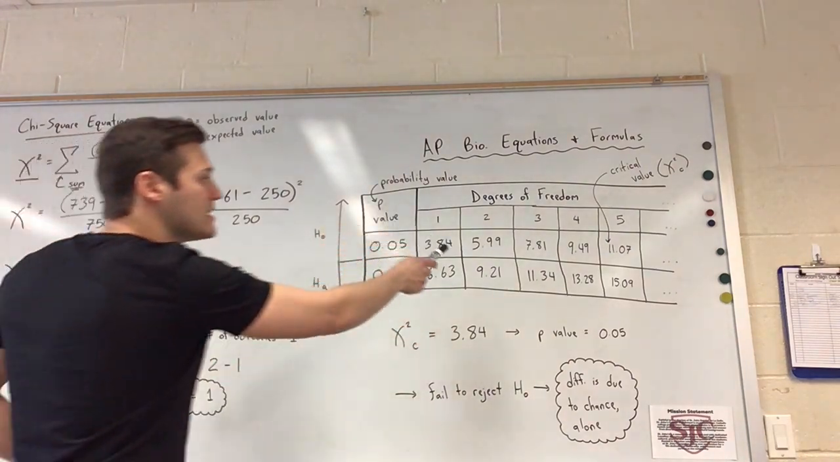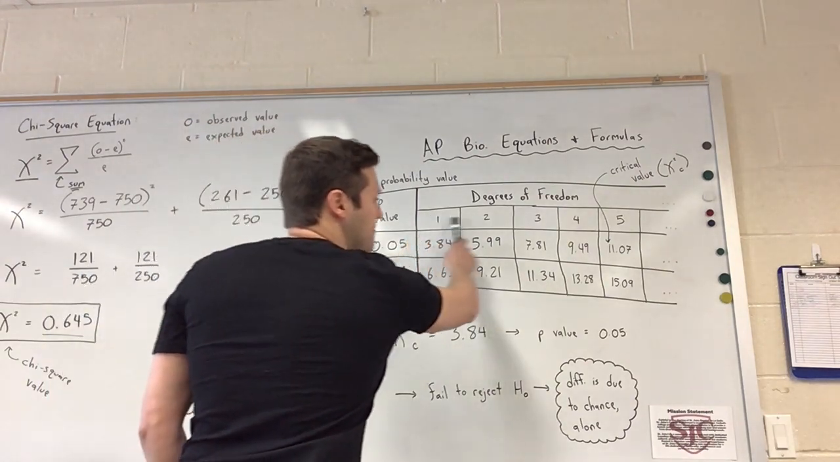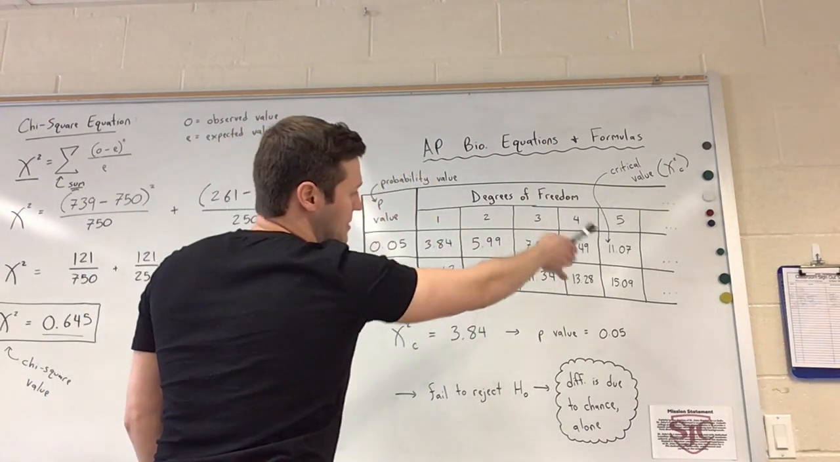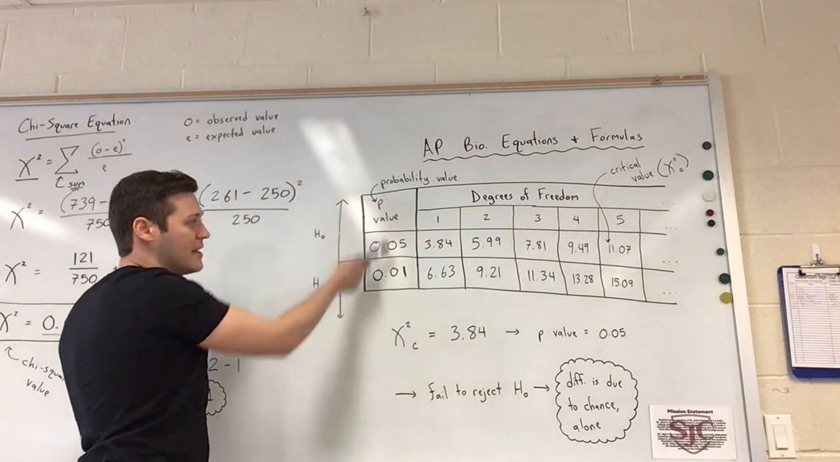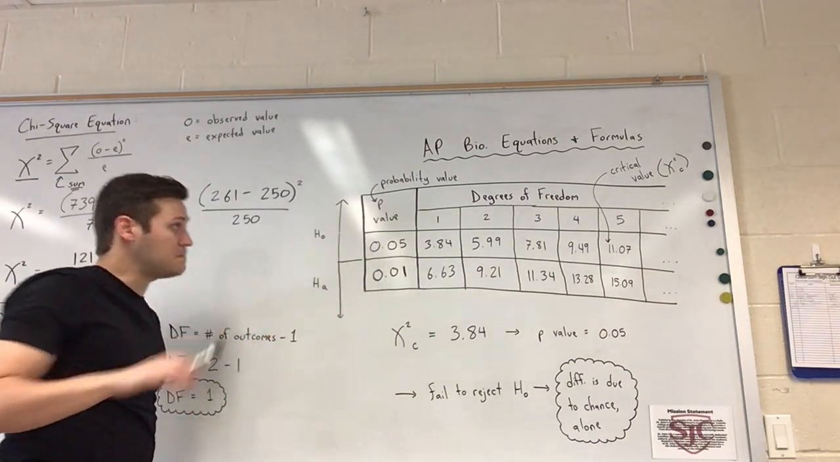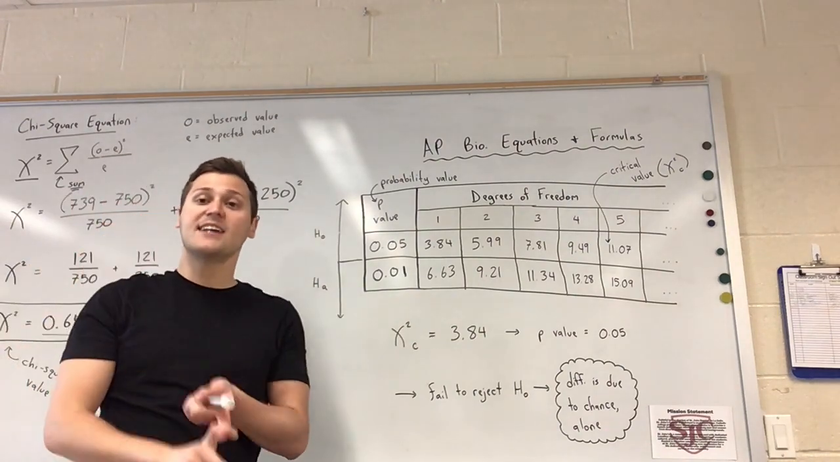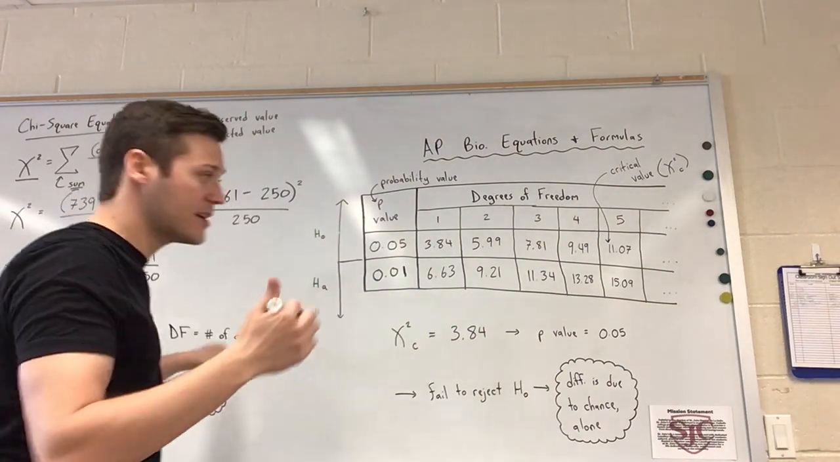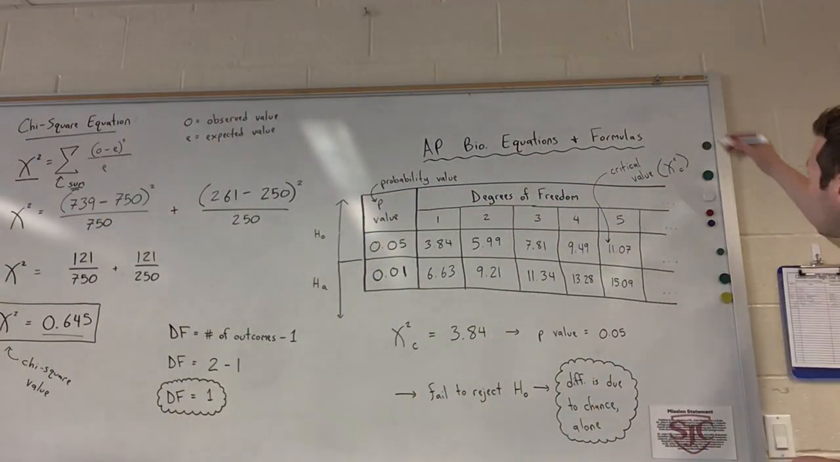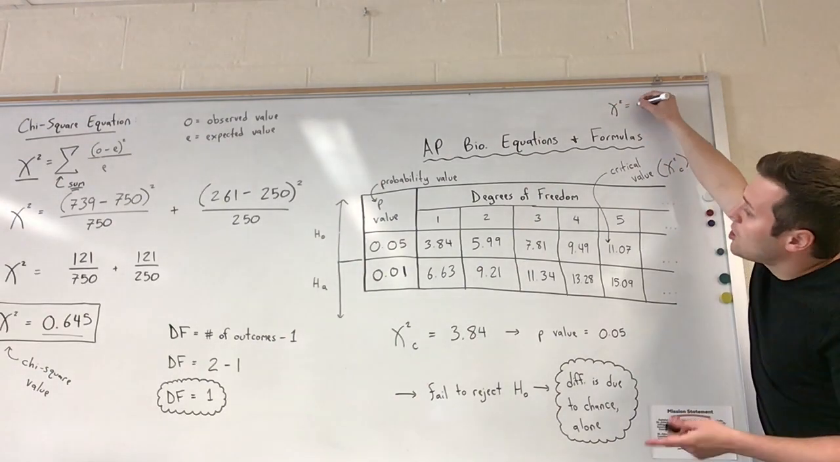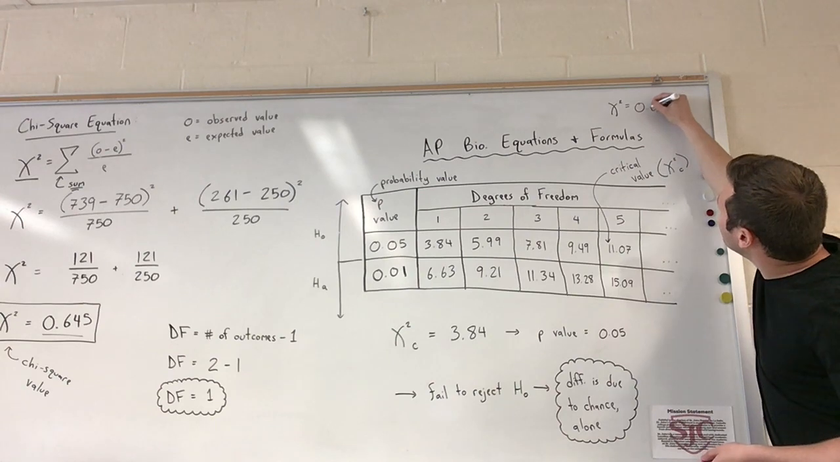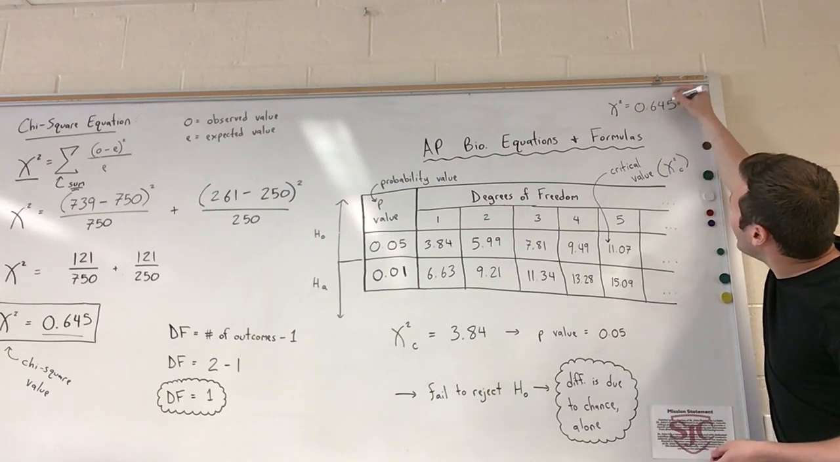So here you see that we have up to 5 degrees of freedom, where it cuts off, and we have our p-value. Now, I'll explain what that is in a second, but we have a chi-square value. I'll rewrite it over here, so this way we can reference it. So our chi-square value that we solved was 0.645.